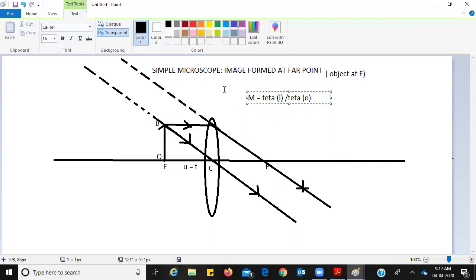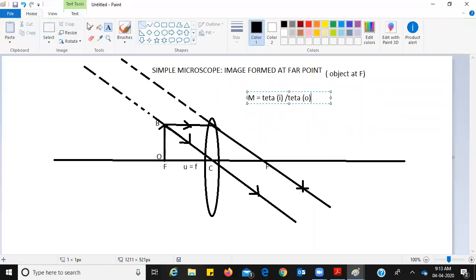See, I want theta O in this. Which angle? Triangle BCO. You forget one important point when you find theta O: at 25 centimeters. This is a length which is very small, the focal length. So it won't be 25 centimeters. We need to take the object to 25. Yes, correct.